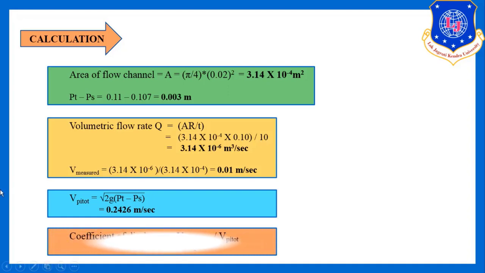Right. Now I have to calculate the coefficient of discharge. We know that the coefficient of discharge is the ratio of measured velocity to Pitot velocity. So it will give you the coefficient of discharge as 0.041. Fine. So this way we can calculate the values for the second reading also.